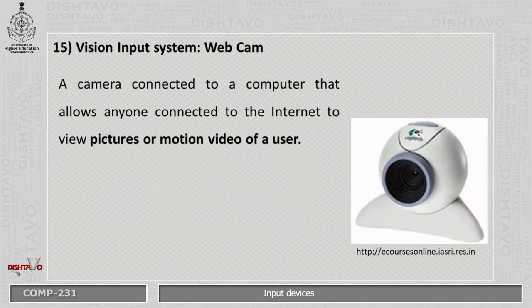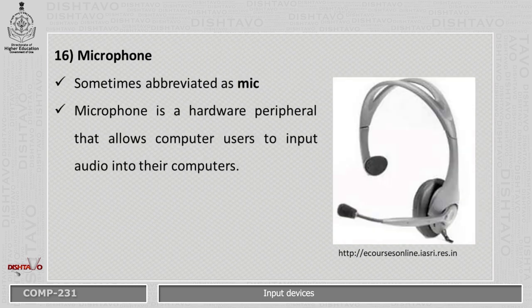Next is the vision input system. We can connect a webcam to give input to the computer. It is a camera connected to the computer that allows anyone connected to the internet to view the pictures or motion of the user. Next input device is the microphone. We can abbreviate it as mic. A microphone is a hardware peripheral that allows computer users to input audio into the computer system. Instead of typing or scanning, we have to just speak, and the mic will take the input.